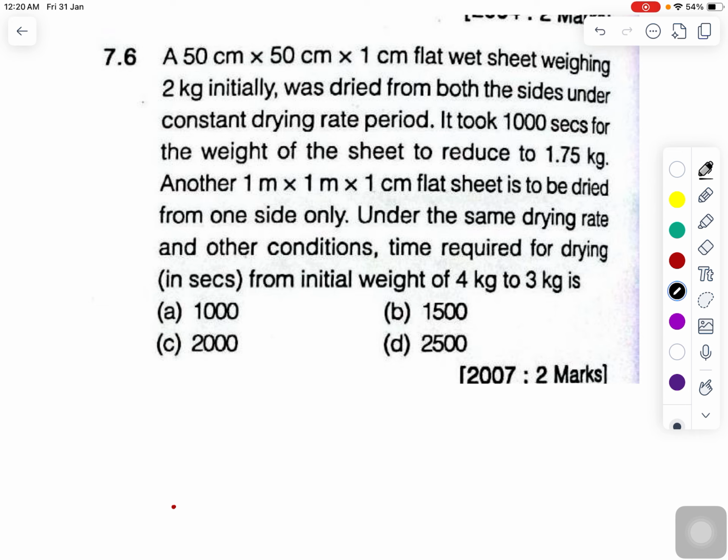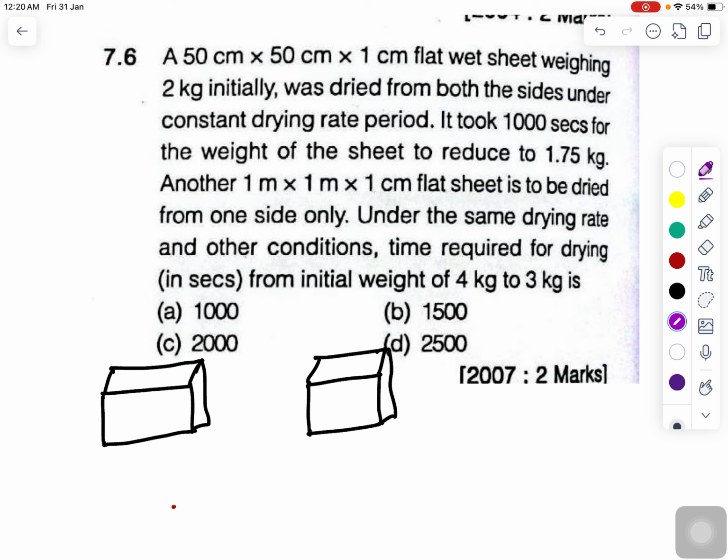So coming to the next question, again the question is similar, but again you only have to understand the area. So again you have two samples for drying here. You can see this one is the first one, and this one is the second one. So here you can see that in the first case the 50 cross 50 thing is there, and in the other case you can see that 1 cross 1 is there. This green one is 50 cross 50, but drying from both sides.